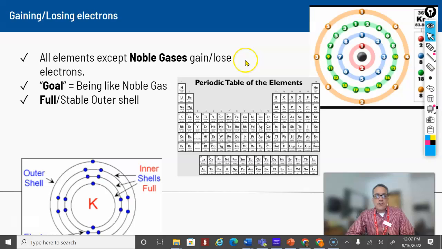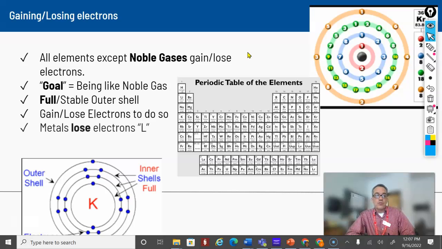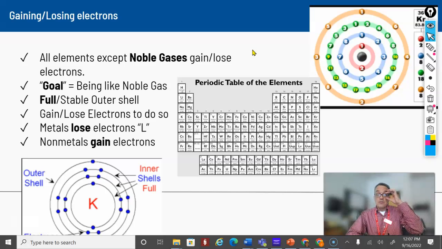The noble gases have theirs completely full, and so they tend to be stable. So the other elements are trying to do that, and in order to do so, they may lose electrons. Metals tend to do this. The L on there helps us remember the left side of the periodic table loses electrons, and if we forget, we can use our hand to make an L shape. Nonmetals, typically on the right-hand side, tend to gain electrons to become more like noble gases. So that's just a quick review.